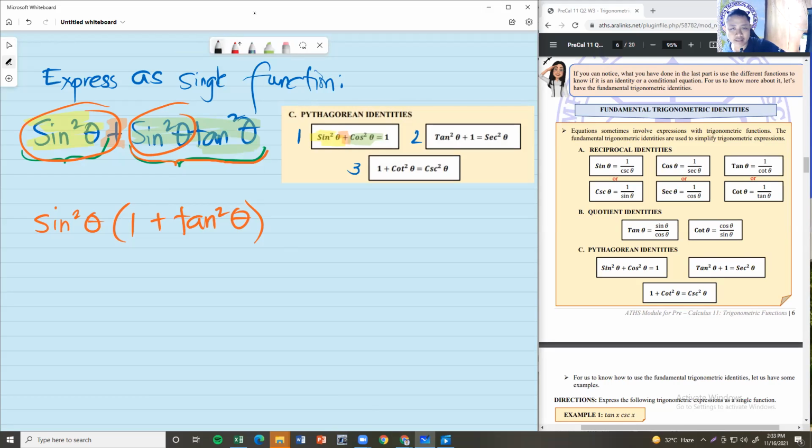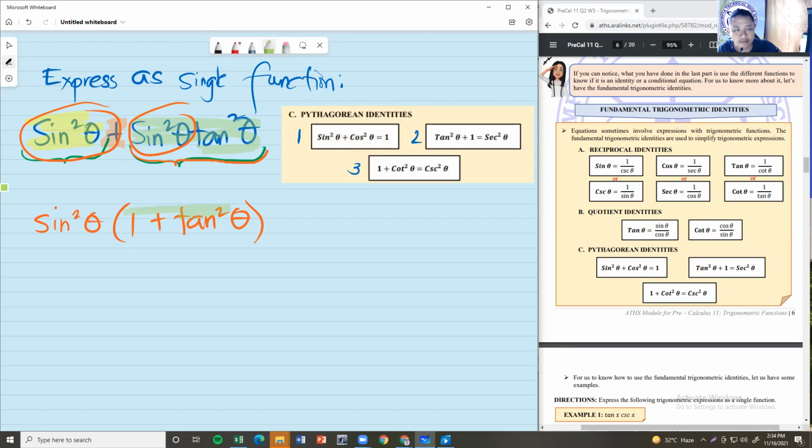And what is that? To what identity is tangent squared theta, 1 plus tangent squared theta, the same? Type your answer in the chat box. In the second one. That's correct. So therefore, 1 plus tangent squared theta is equal to what? Okay, thank you. That's correct.